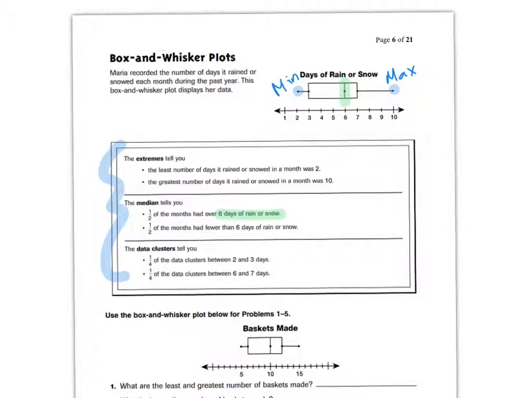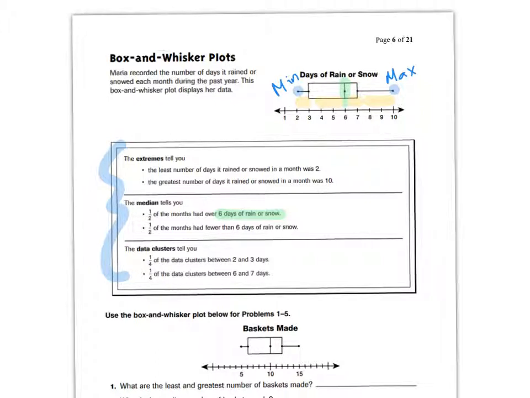Now this last example box is talking about data clusters, so you can see that our graph is broken down into 4 different sections. We have this first section between 2 and 3, second section between 3 and 6, third section between 6 and 7, and the fourth goes between 7 and 10.